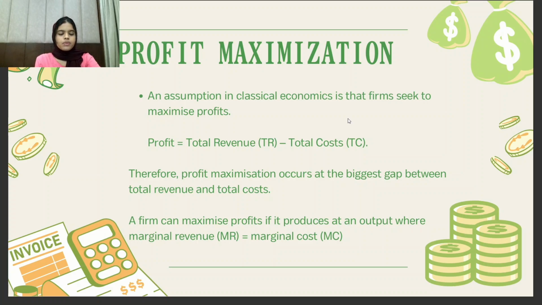Now we are going to profit maximization. Profit maximization means that every firm's main goal is to make as much profit as possible. Profit is calculated as total revenue minus total cost. So, a firm earns maximum profit when the difference between the total it earns and the total cost is the highest. This happens when marginal revenue equals marginal cost.